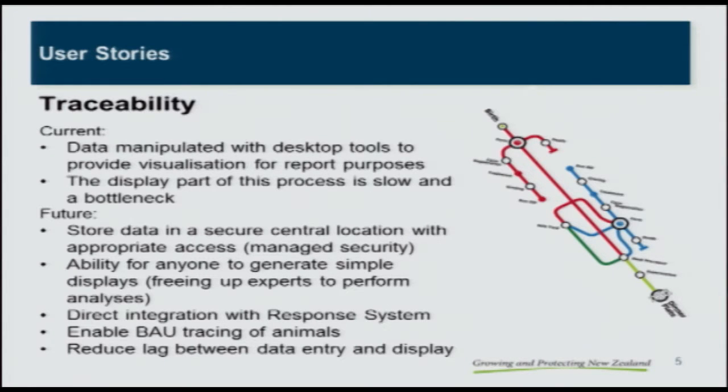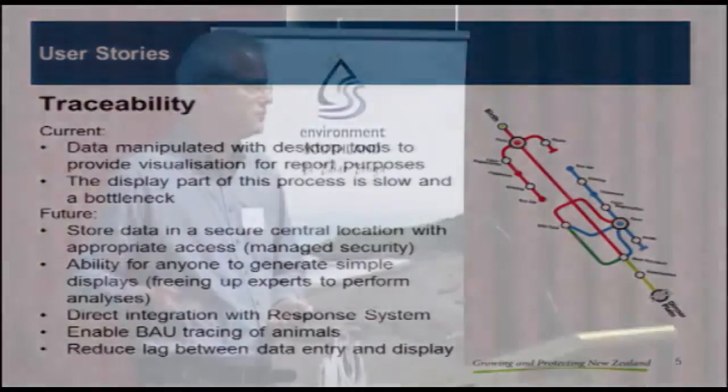A couple of years ago, meat was sitting on the wharf in China, deteriorating away because there was something wrong with the verification system. So again, it's quite important to get these systems operational and as effective as we can. And of course, we want to share data with external stakeholders.